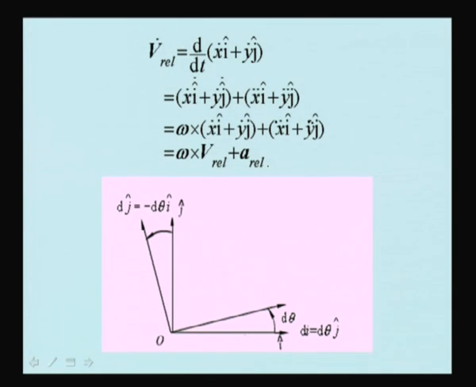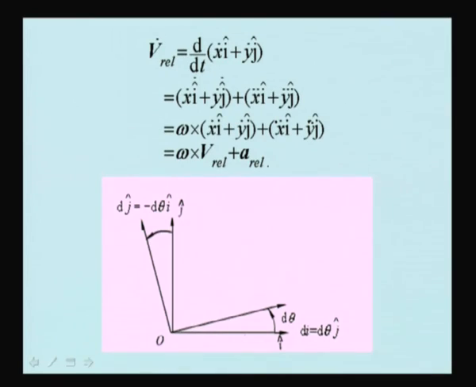So here again we observe that V dot rel is really not equal to a rel. If you differentiate relative velocity with respect to time, you do not get the relative acceleration; you get one additional term as well, which is omega cross V rel. In the translating reference frame, omega becomes 0, therefore V dot rel is equal to a rel. That means in a translating reference frame, differentiating the relative velocity gives the relative acceleration, but the same thing is not true for the rotating reference frame.